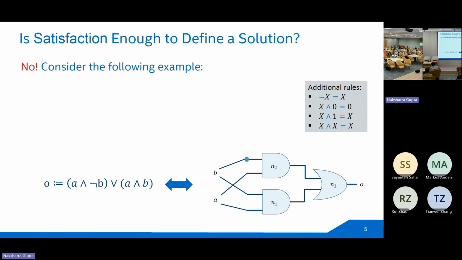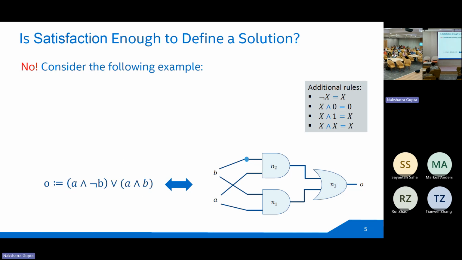The problem is that when we want to define what is a solution, satisfaction may not be enough. In essence, some solutions may not satisfy the circuit. And now we'll see a short example. So here we have a new circuit, and this formula represents this circuit. We have A and not B, or A and B. So this represents the circuit.